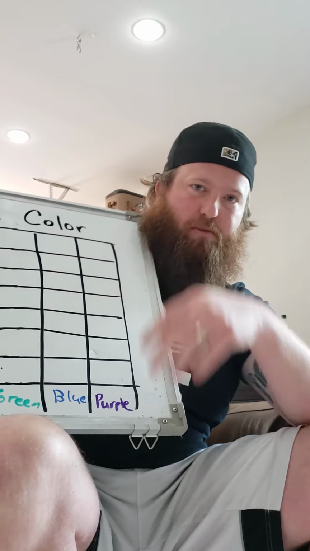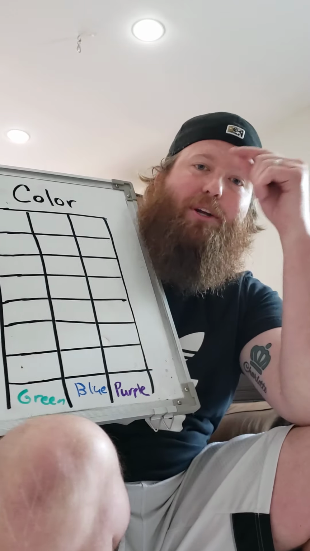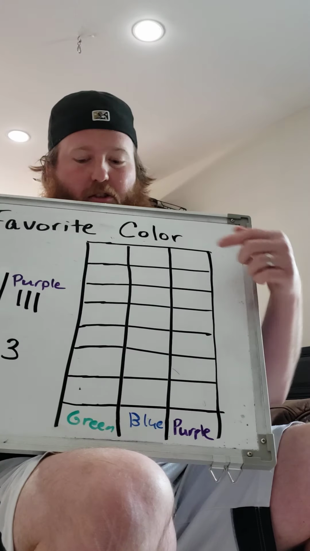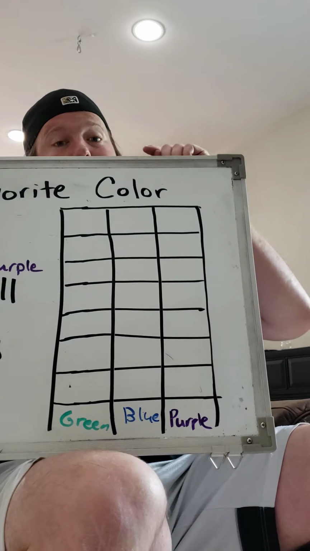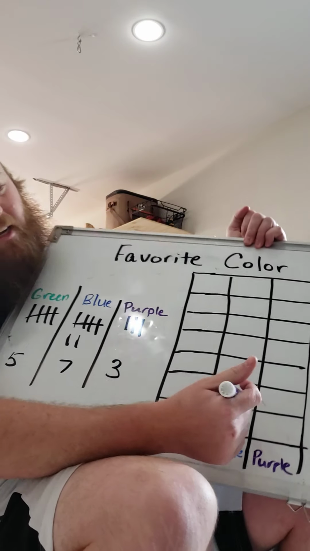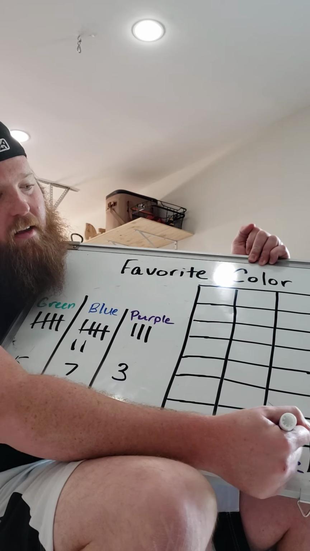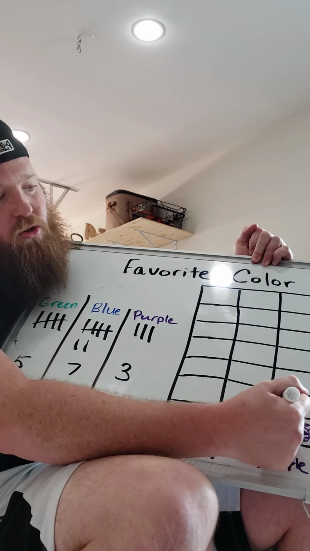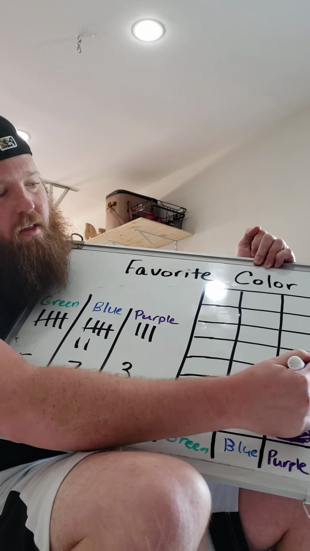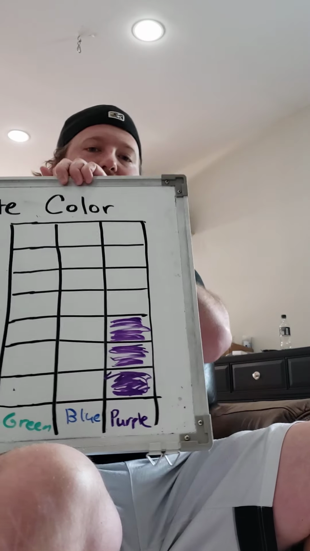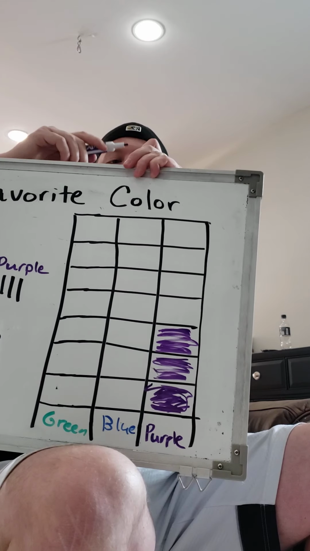And since I have purple in my hand, to fill out this bar graph, you see all these squares. What I'm going to do is color in 1 square for every tally. So purple had 3 tallies, so I'm going to color in 3 purple squares. 1, 2, 3. Purple has 3 votes.